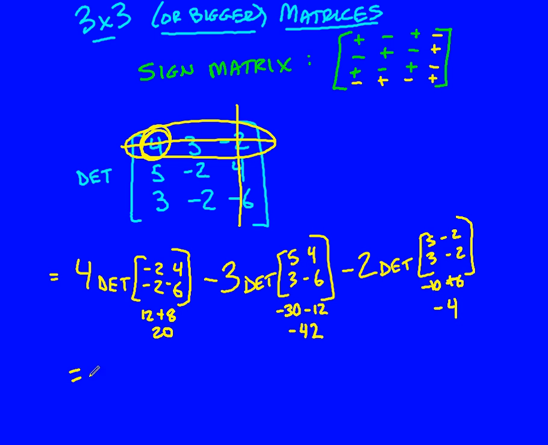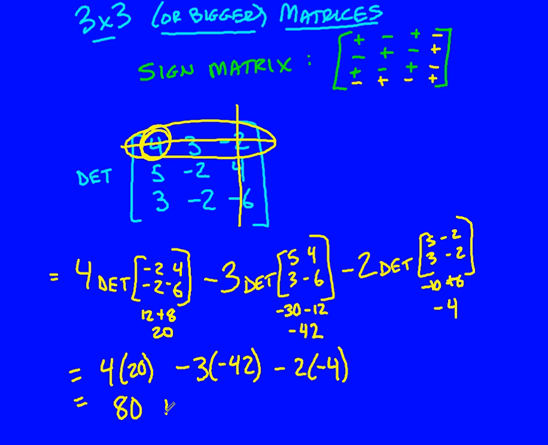So what I have now here is 4 times 20, and I have minus 3 times negative 42, and I have a minus 2 times negative 4. When I simplify that, this guy becomes 80, this guy becomes plus 126, this guy becomes plus 8. So my answer here for my big determinant is going to be, what does this become? This should be 214 as my big determinant.